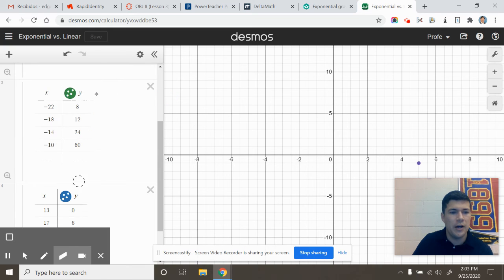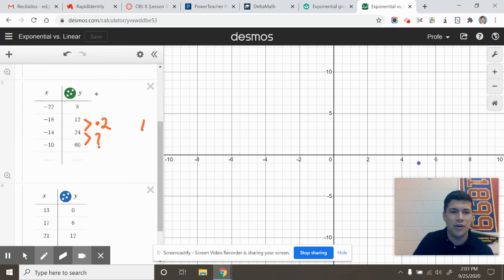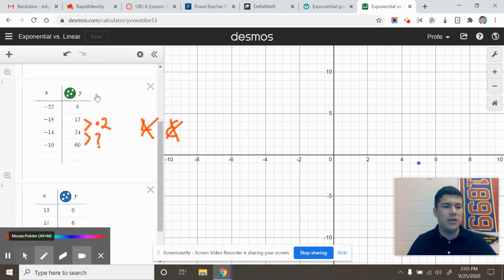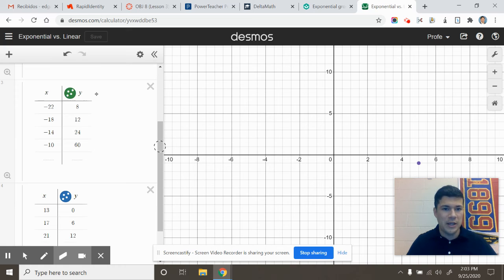All right. So with exponential, we should be able to tell if the numbers are multiplying by a factor. So to go from 12 to 24, I'm multiplying by 2. Right. To go from 24 to 60, did I multiply by 2? No, I did not. So this one is neither linear nor is it exponential. Again, for exponential, you're going to multiply by the same amount or divide by the same amount every time. All right. So that one is neither. And let's do one more example.